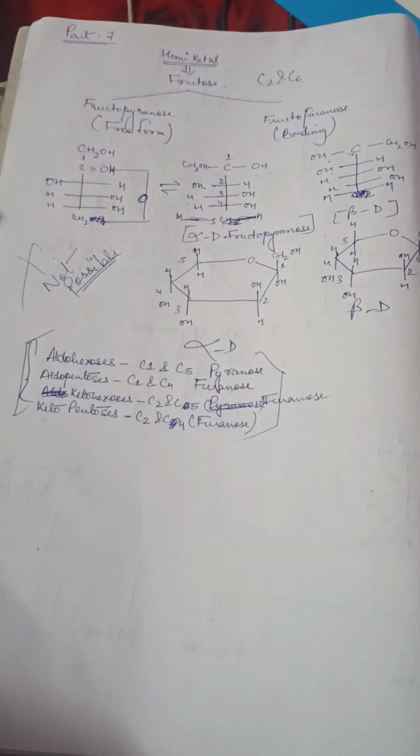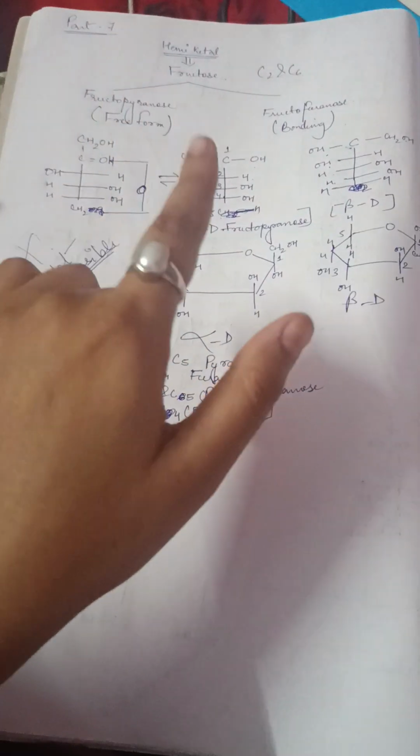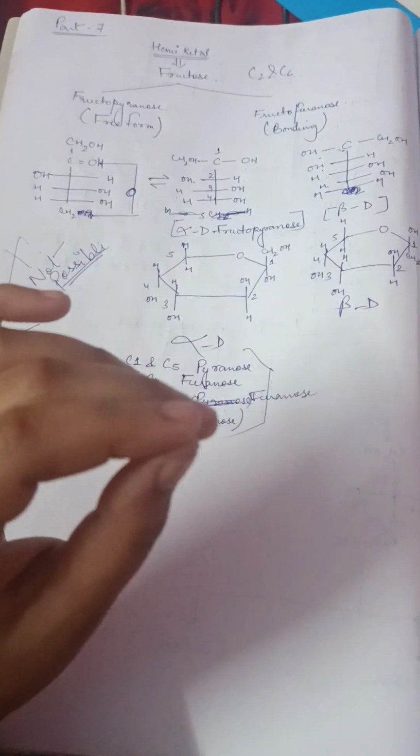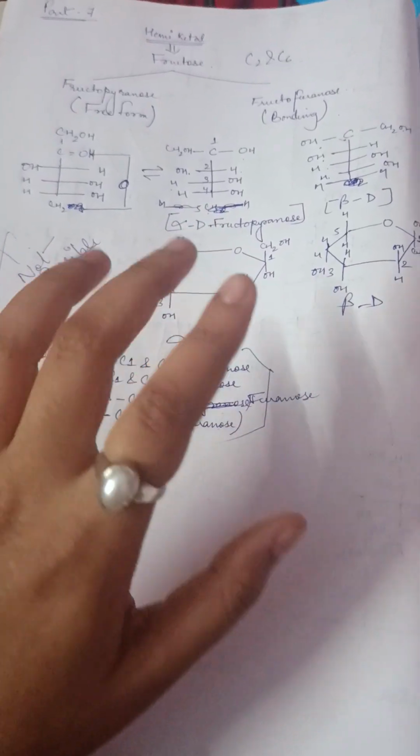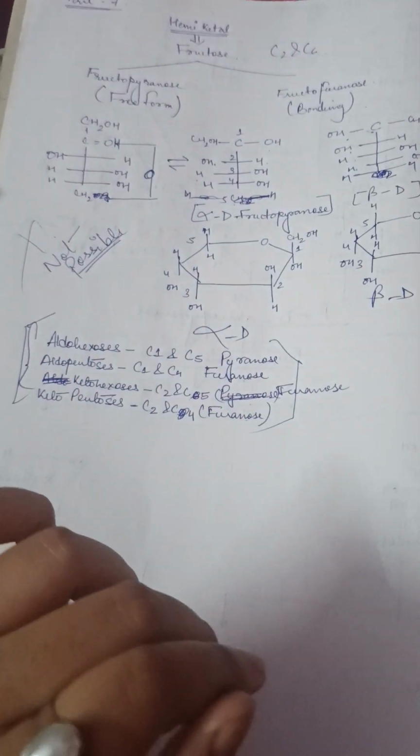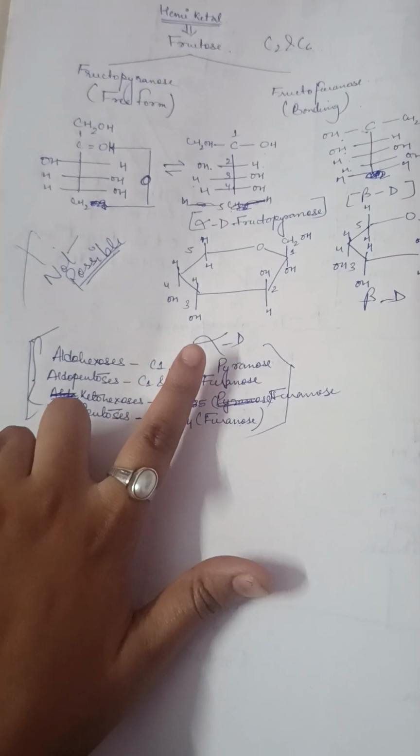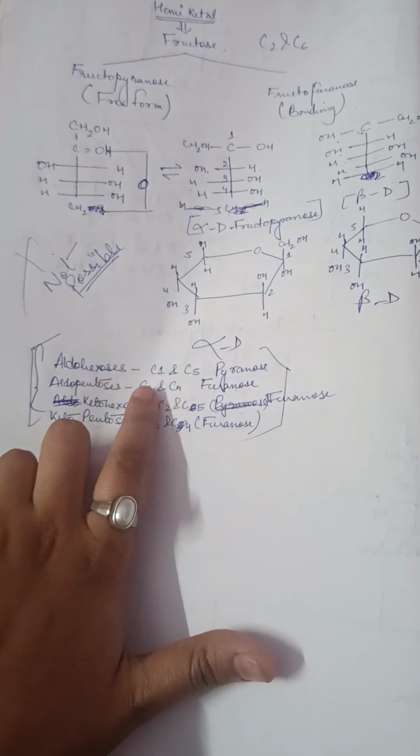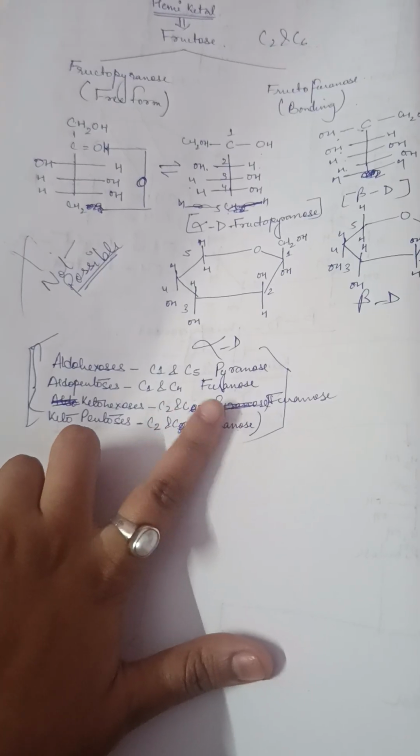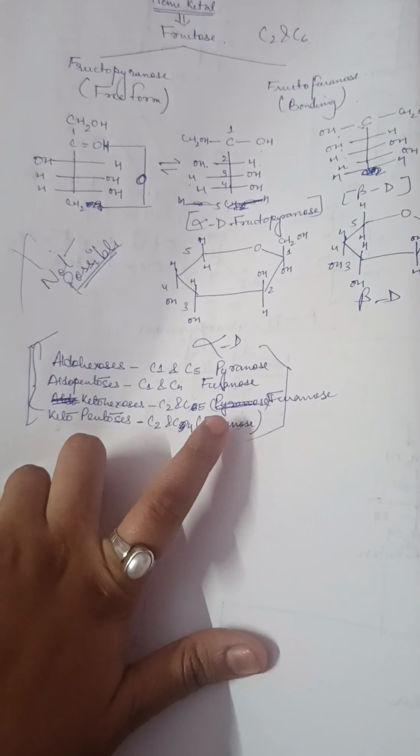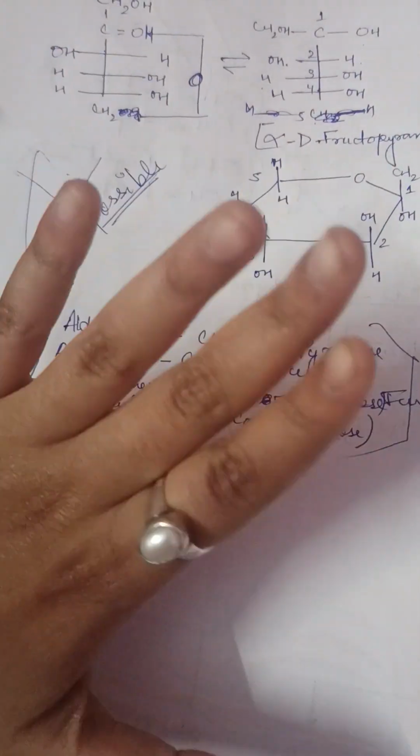So guys, in part 7 we just did one thing like this. I told you if possible, but this form is not that much possible. So exactly what things are possible, I have just given it over here. For aldohexose, C1 and C5 react to form pyranose; aldopentose, C1 and C4 react to form furanose; ketohexose, C2 and C5 react to form furanose; ketopentose, C2 and C4 react to form furanose. This table, if you remember, you get it.